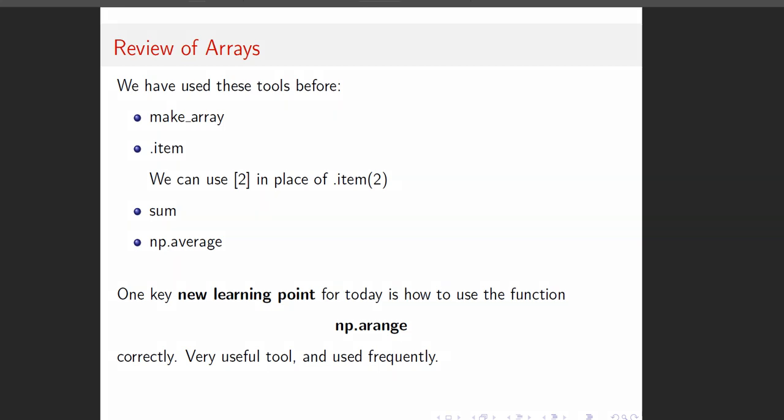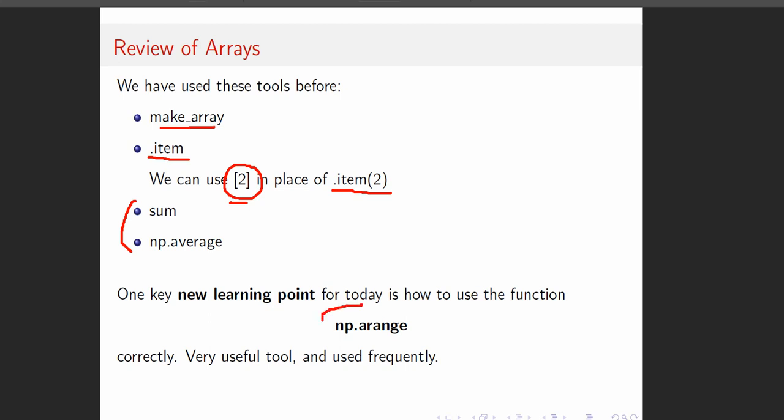And we're going to use make_array. We're also going to learn how to use .item. And it turns out that we have a special code that we can use instead of typing out .item parentheses 2. We can just use the square brackets. Also, we're going to review a little bit about some functions that we can use with these arrays.